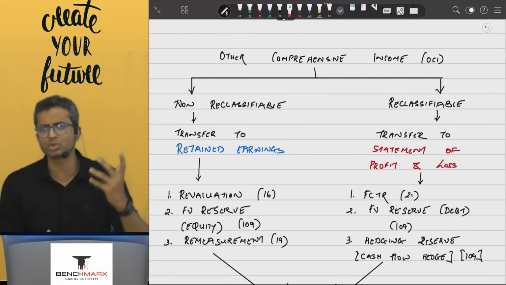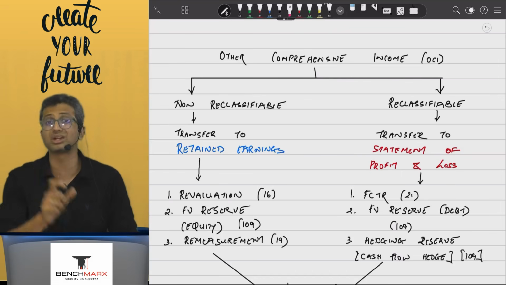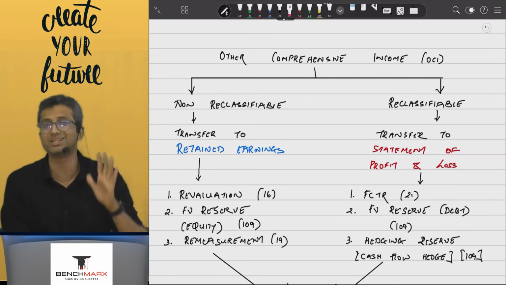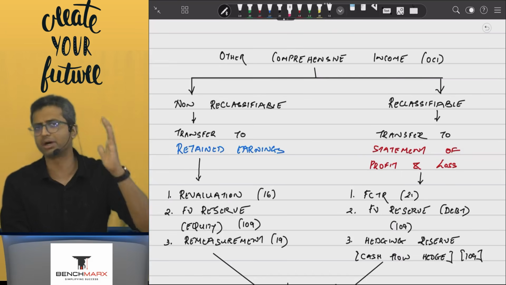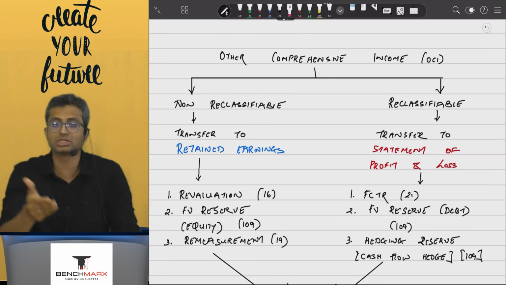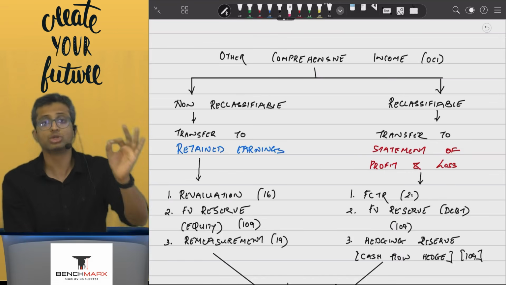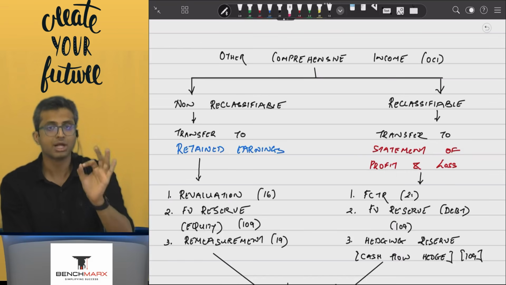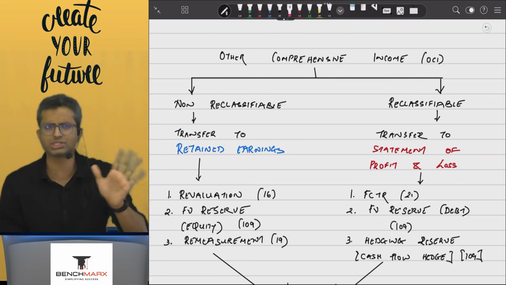Now a student says, how does it matter? Ultimately it is going to the reserves. Yes, but it does not impact your PAT, and PAT is a very important number for a lot of ratios like the PE ratio, the net profit margin, etc. So if it goes directly to reserves, it does not really impact the PAT and is more like an appropriation item. So a non-reclassifiable item is transferred directly to retained earnings on happening of certain events. What are those events? We will see.